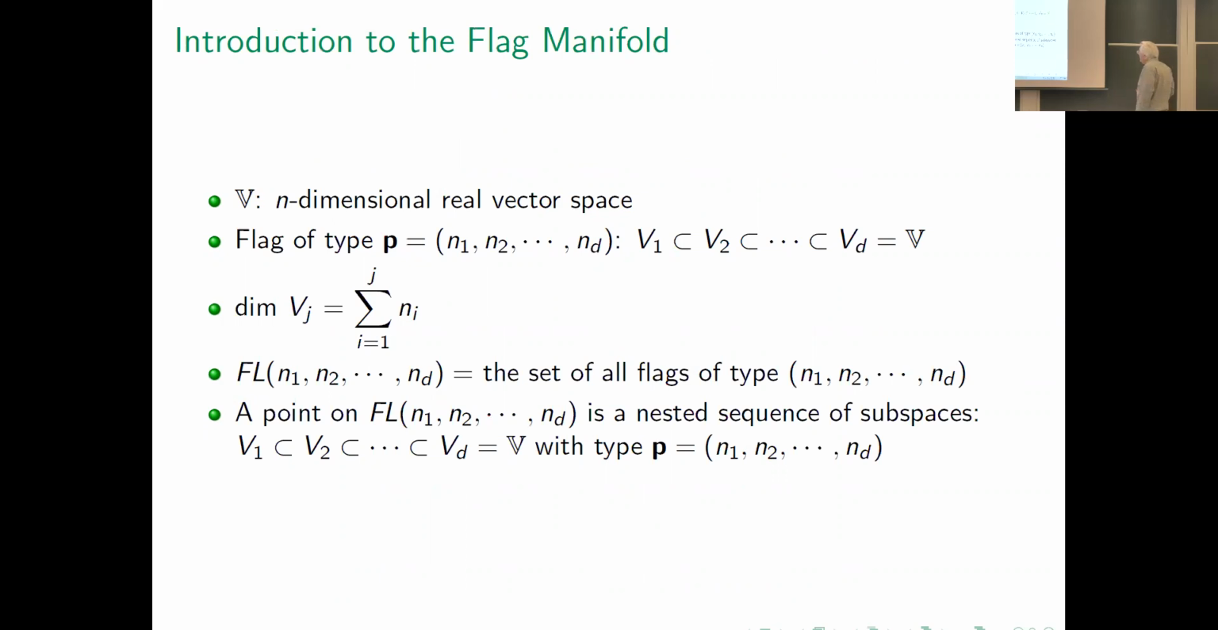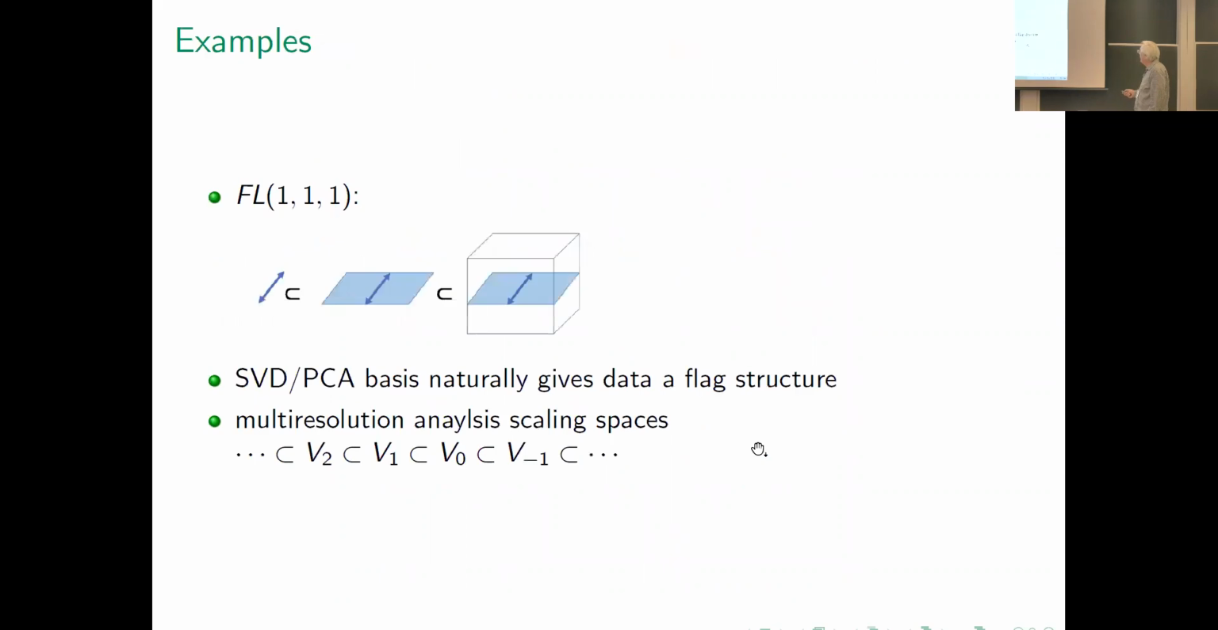A flag is a nested sequence of spaces, and we worry about the dimension. So we think about this being N1, 1, 1, 1, 1, or we can have different subspaces. These are examples of flags: a 1D space in a 2D space in a 3D space. A natural way flags arise is PCA. If you give me PCA on a data set, that's a point on a flag: the first dimension inside the first two dimensions, inside the first three, and so on.